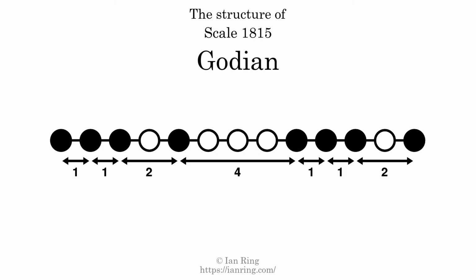The structure of a scale is a description of the interval distance between each successive tone. This scale has a structure of 1 1 2 4 1 1 2.